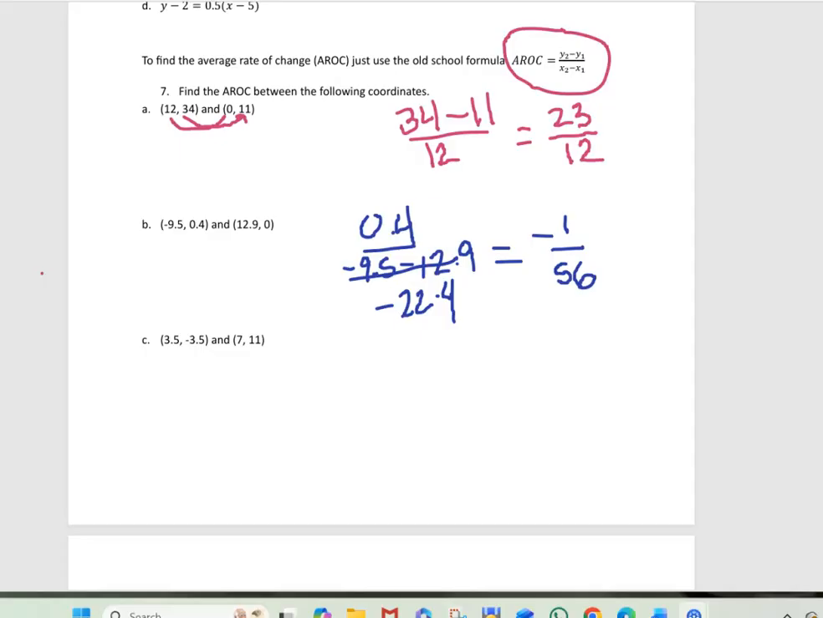All right, this one I'm going to go this way now because 11 is positive, so 11 minus a negative, and a minus a negative means positive, so 3.5 over 7 minus 3.5. I'm hoping this will be nice and friendly.